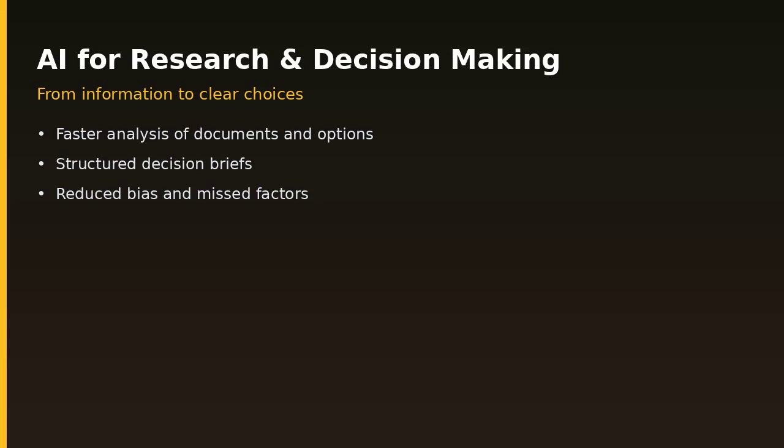Welcome to Lesson 8, AI for Research and Decision Making. In this chapter, we use AI to move faster from raw information to clear, defensible choices while keeping human judgment in control. Professional life constantly requires research and decisions under time pressure.